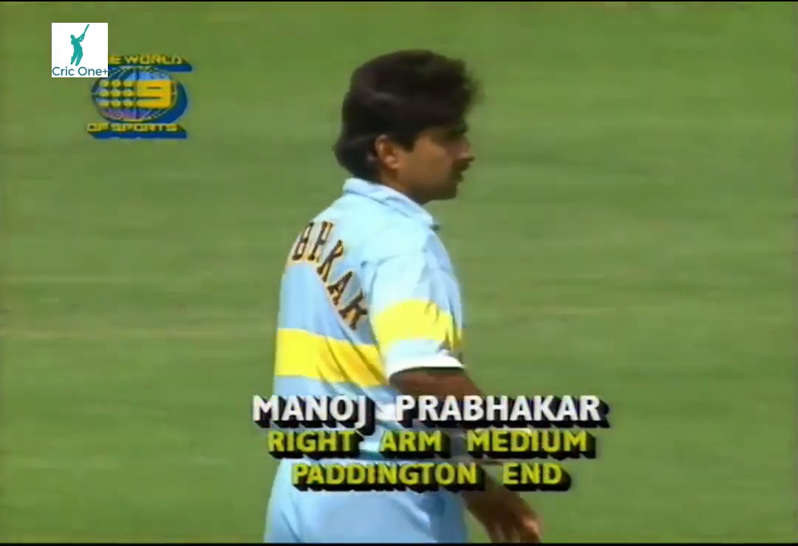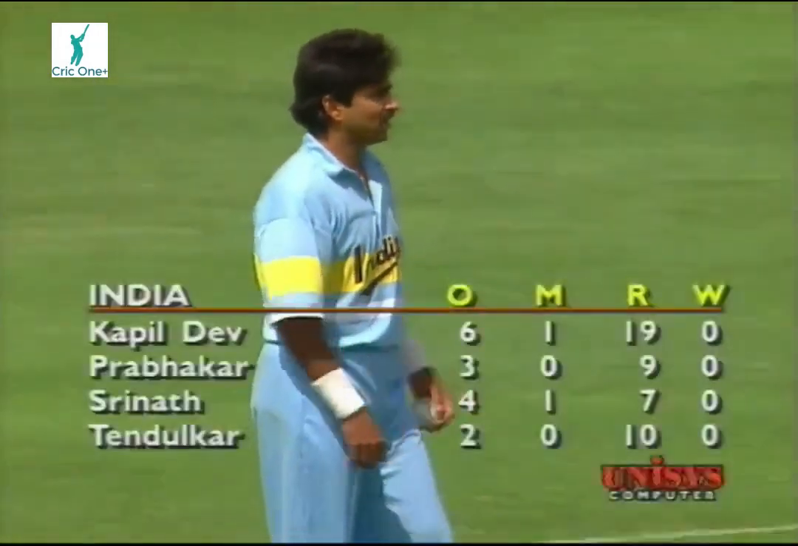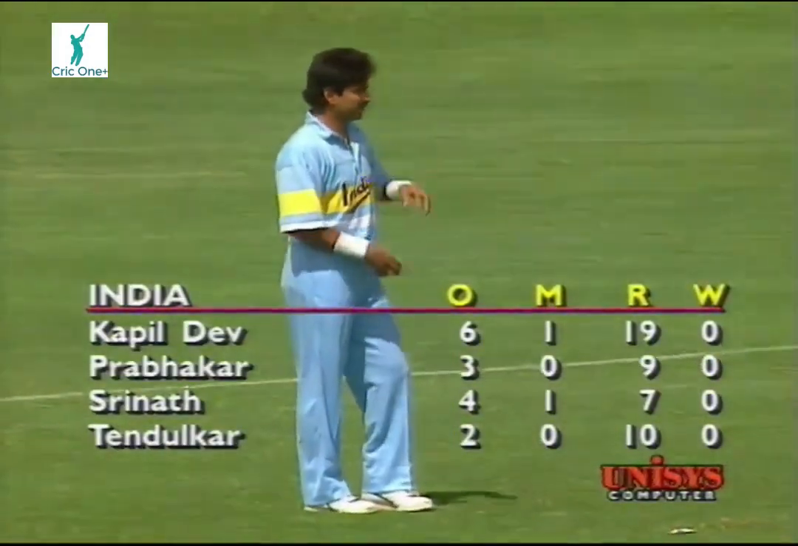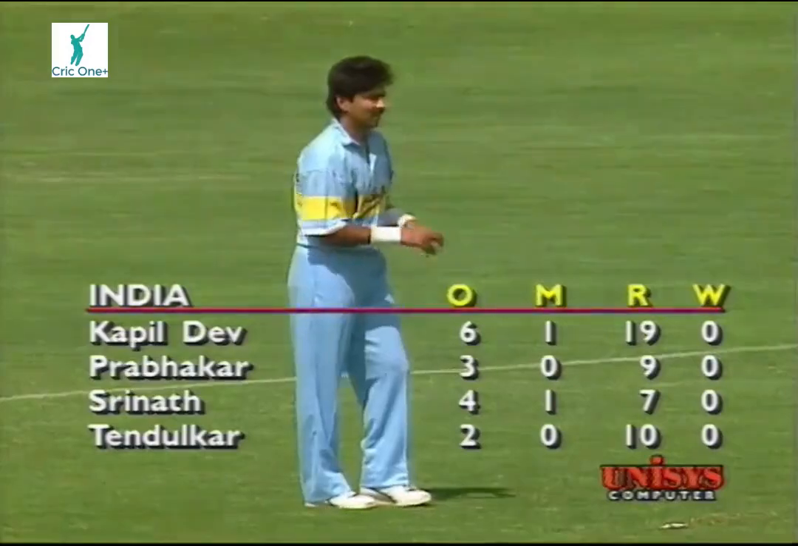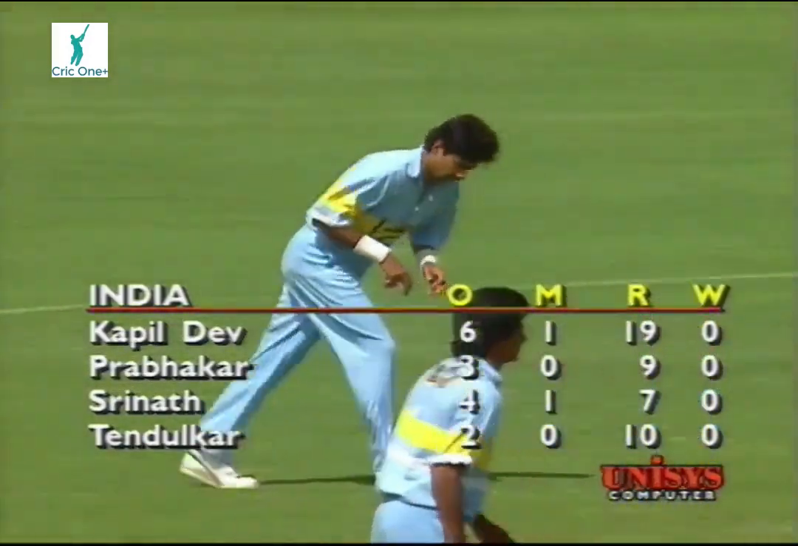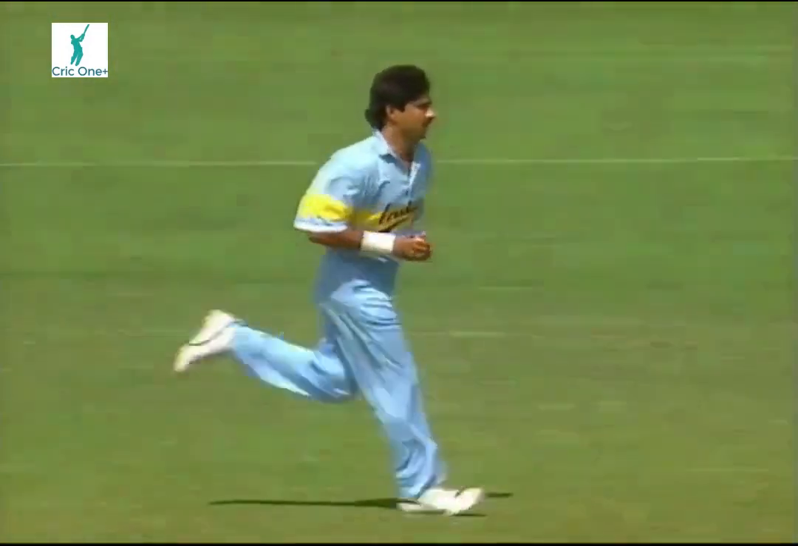Prabhakar comes back into the attack. He started with 3 overs for 9 runs. And Srinath, who's had a good spell, troubled Marsh. Might have had him caught. Low catch down the leg side to the keeper.